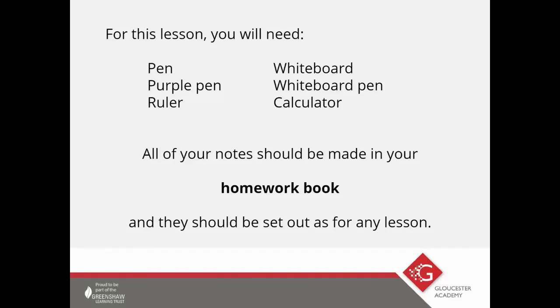Good morning and welcome to your science lesson. For this lesson you need the usual equipment. I would recommend that you have a calculator. All of your notes should be made in your homework book and you should be setting them out as you would in a lesson. You should have already completed the low stakes quiz. If you haven't, pause the video and complete that now.